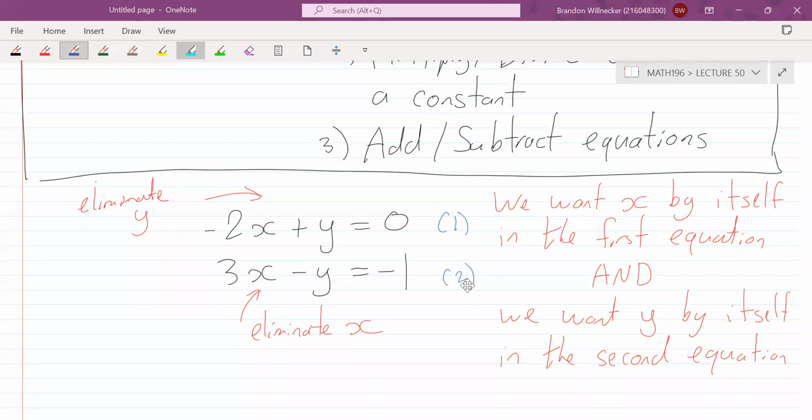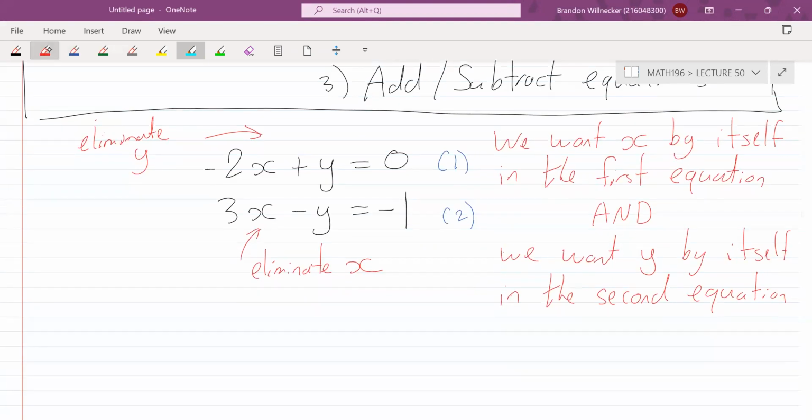Okay, so what can we do to these two equations to get x by itself? Or we just want a single x term. So you see in equation 1, we've got minus 2x. In equation 2, we've got 3x. What can we do so that we only get x out at the end? We can add the equations. Yeah, exactly. So let's add equation 2 to equation 1.